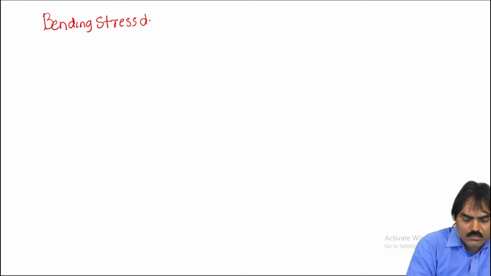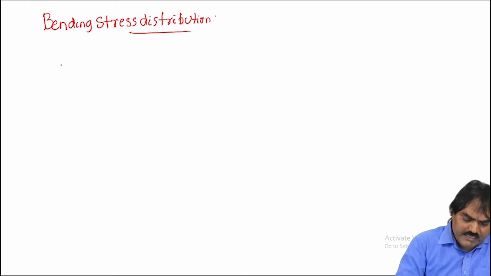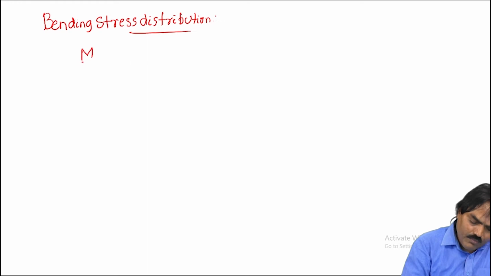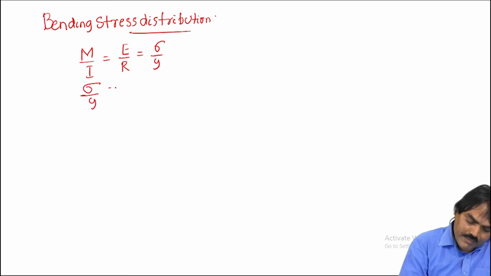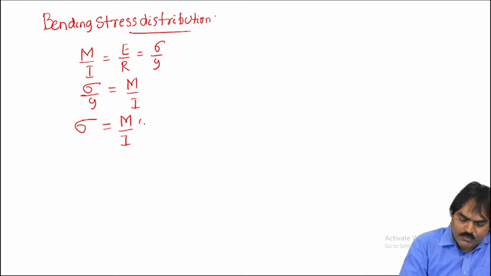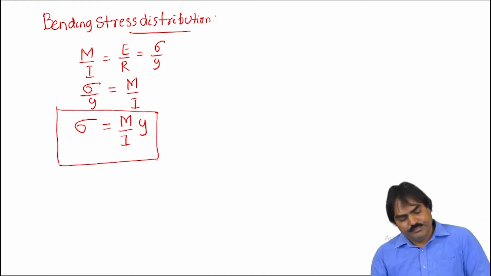Bending stress distribution. Okay. When the beam is subjected to a bending moment, we get the equation M by I is equal to E by R is equal to sigma by Y. If you consider the first and last terms, sigma by Y is equal to M by I, where the bending stress sigma is given by M by I into Y. This is the equation for bending stress.